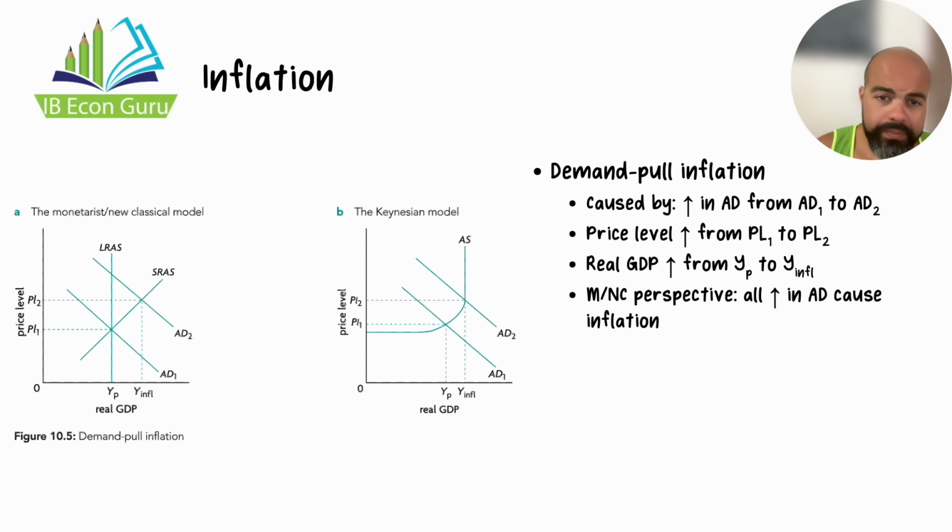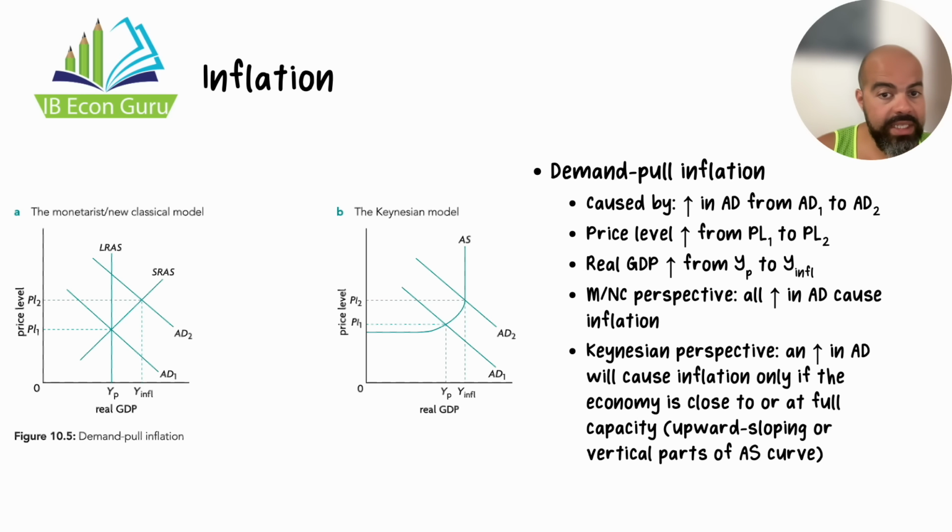Now, in the monetarist and new classical perspective, every single increase in AD will cause demand pull inflation. This is because the SRAS is upward sloping and the LRAS is vertical. So any increase in AD will always create some kind of demand pull inflation, according to monetarists and new classical economists. But in the Keynesian perspective, that's not always the case.